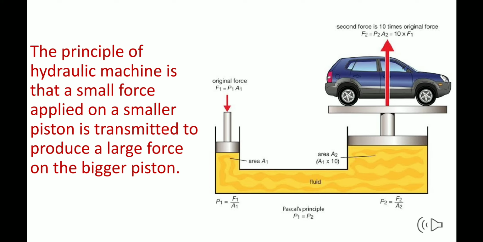A small force has been applied which transmits through the liquid and does a greater work over there. That means it is pushing up, making the vehicle move up and down as we want. So this is the principle of a hydraulic machine, that a small force applied on a smaller piston is transmitted to produce a large force on a bigger piston.